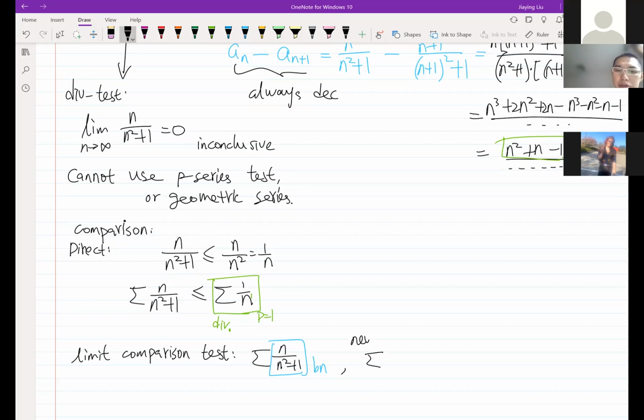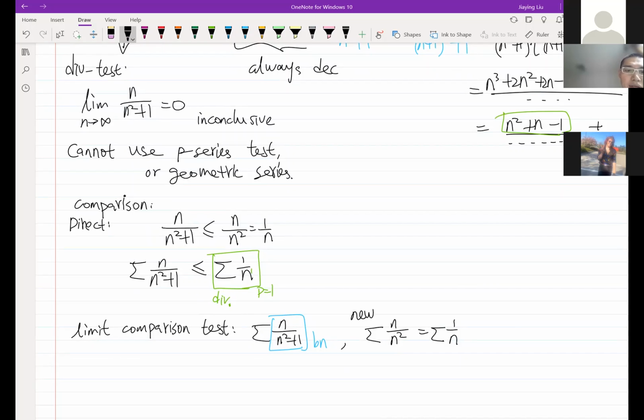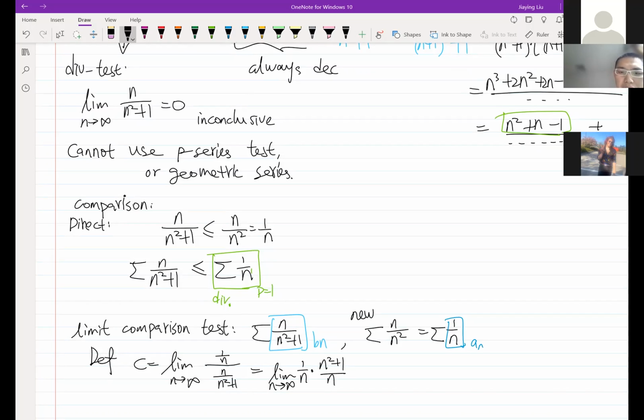So the new series we pick to compare, I'm going to use the leading term of the numerator, n, and the leading term of the denominator, n squared. So that's just the series 1 over n. It didn't work in the direct comparison test, but let's see if it works here. So define C equal to the limit as n goes to infinity of, this part I'm going to call a_n. Like I said, it doesn't matter which one is a_n or b_n. So 1 over n divided by b_n, n over n squared plus 1. That's going to be the limit of 1 over n times the reciprocal, n squared plus 1 over n, as n goes to infinity. If we carry out this multiplication, we just have the limit of n squared plus 1 over n squared. I hope at this point you're just looking at it and you know what the limit is. It's just 1.